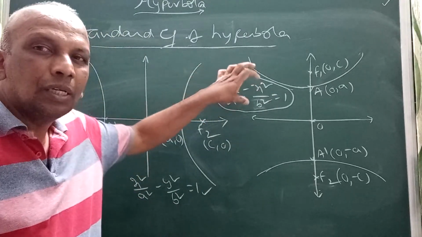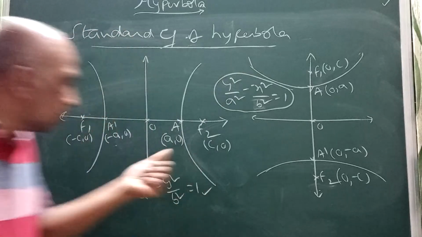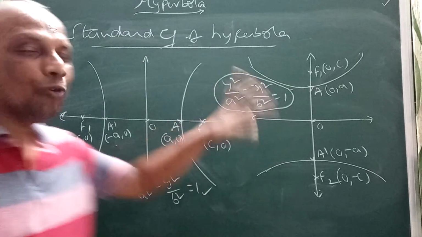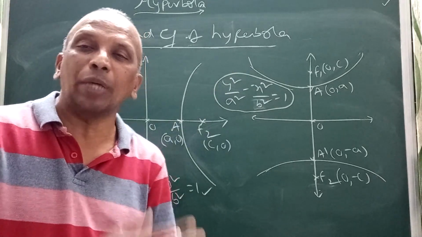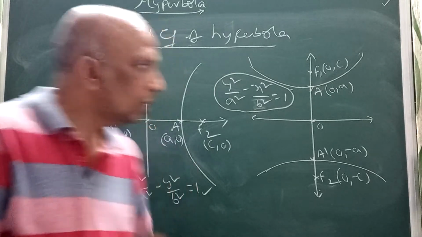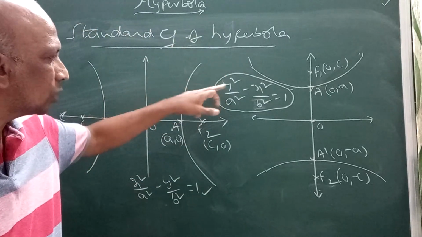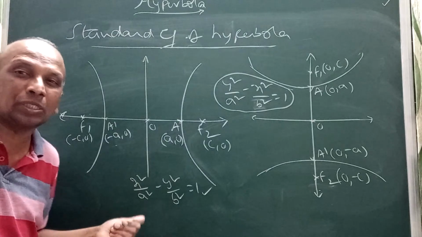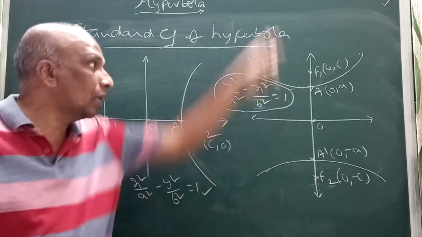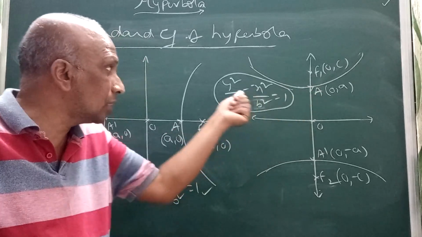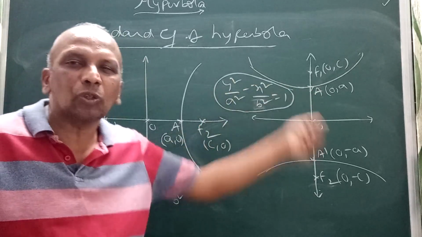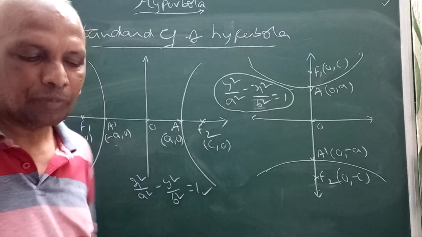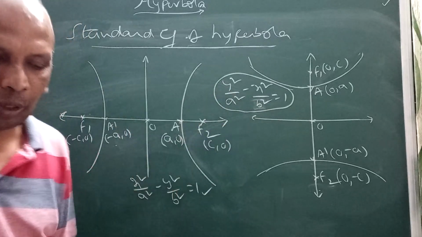Then definitely in this case the transverse axis is along the y-axis. In the earlier case, the transverse axis is along the x-axis. That's the difference you should check. We should not compare the values of a and b here. In the ellipse we always discuss a greater than b, but here there is no comparison. Just remember: if the coefficient of y square is positive, the transverse axis is along the y-axis, and if the coefficient of x square is positive, the transverse axis is along the x-axis. In this case the equation is y square by a square minus x square by b square is equal to 1, and in the other case x square by a square minus y square by b square is equal to 1. These are the two orientations of the hyperbola.